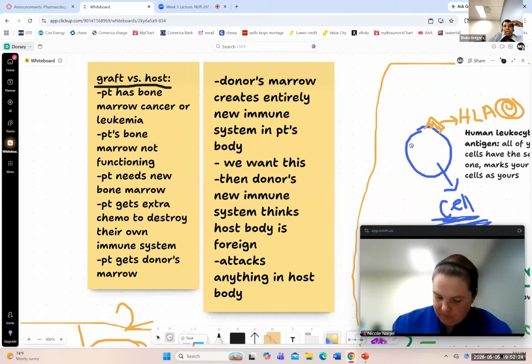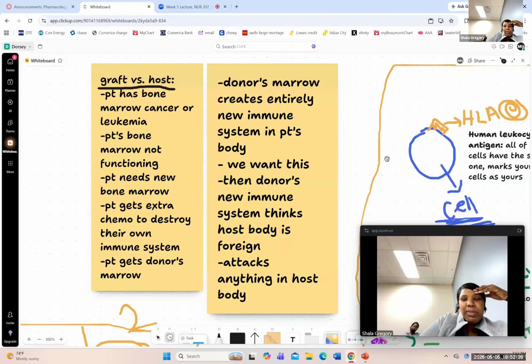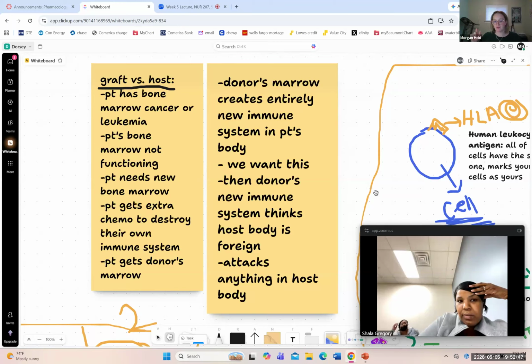So the new things in the bone marrow don't recognize the body they're in, so it's going to go attack whatever it can. The new white blood cells came from the other person, right? So they're going to think that they should be back in that body. However, now they're in a new body that doesn't read the same. They have different identification markers.